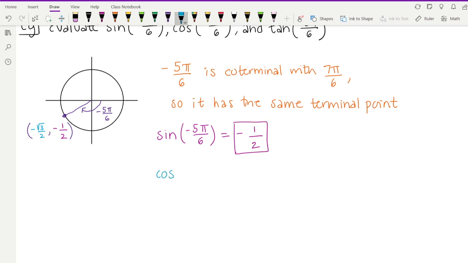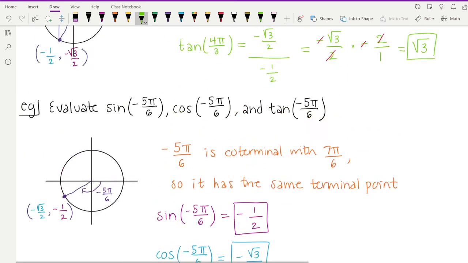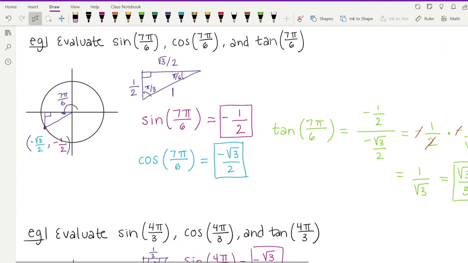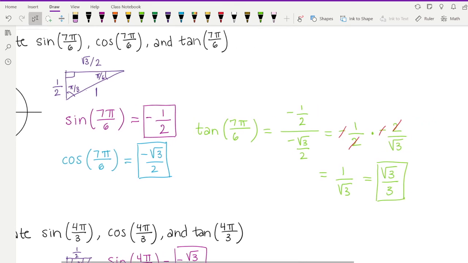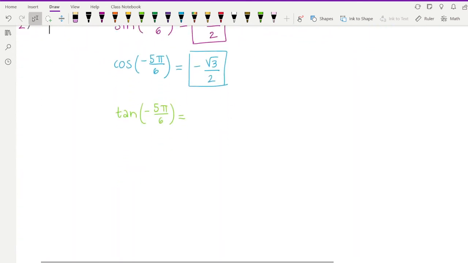Cosine of negative 5 pi over 6, that is going to be the x coordinate, which is negative square root of 3 over 2. And then tangent of negative 5 pi over 6, well, that is going to be what we found above, right? Because we already did this. We already found that if you take sine over cosine, where sine is negative 1/2 and cosine is negative square root of 3 over 2, we went through all the work and we found out that it was square root of 3 over 3. So I'm just going to rewrite that answer down here.